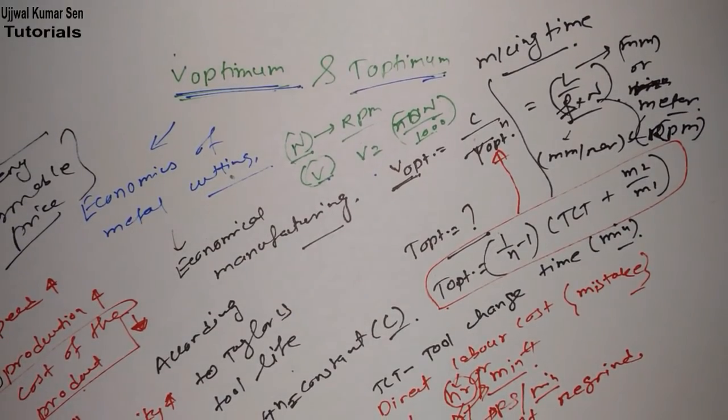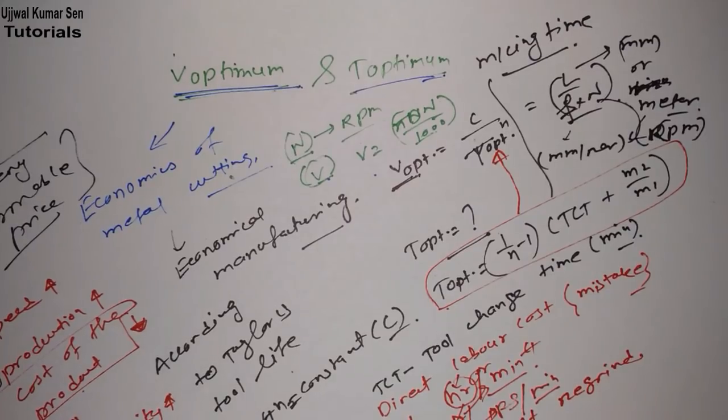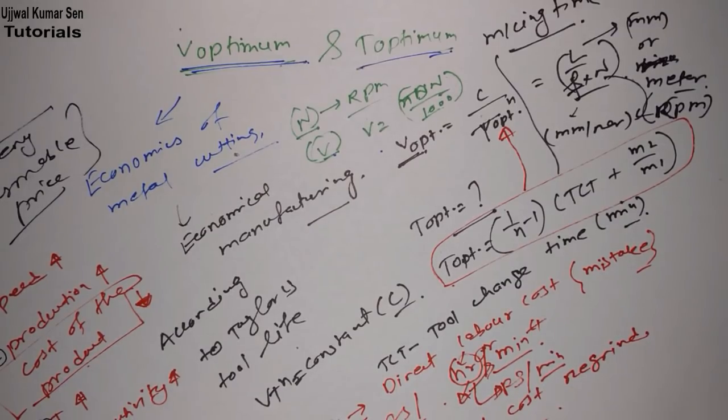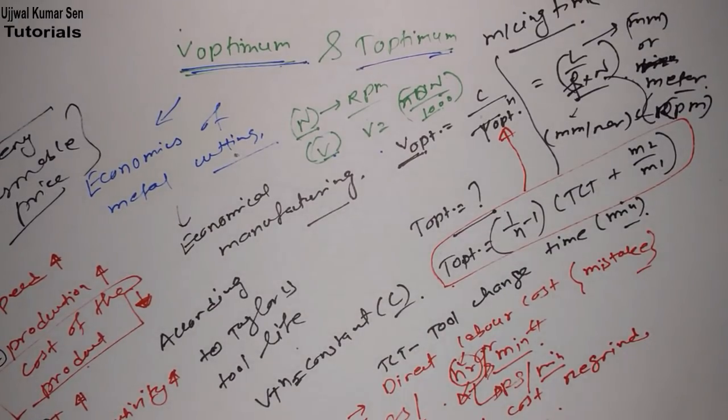So in case of economics of metal cutting, a few things are most important, just like machining time, V optimum and T optimum. I hope you understand what V optimum and T optimum are, and the extra one, machining time, and how they can relate machining time with the formula for finding the speed of that machining process, maybe spindle or maybe tool, or workpiece. That depends on which machine you are working on. So this is all about V optimum and T optimum, and I hope you will learn something.